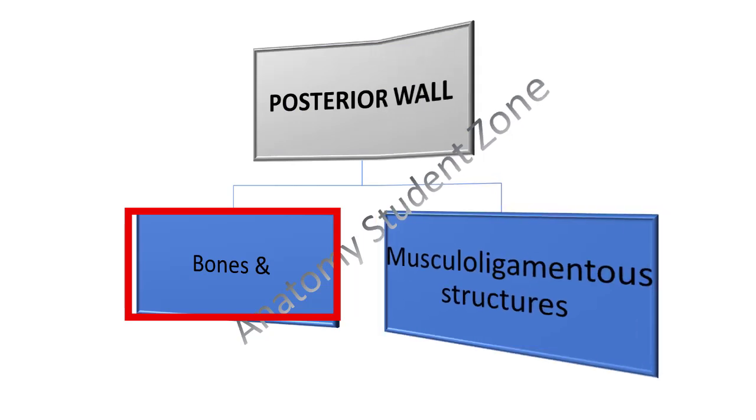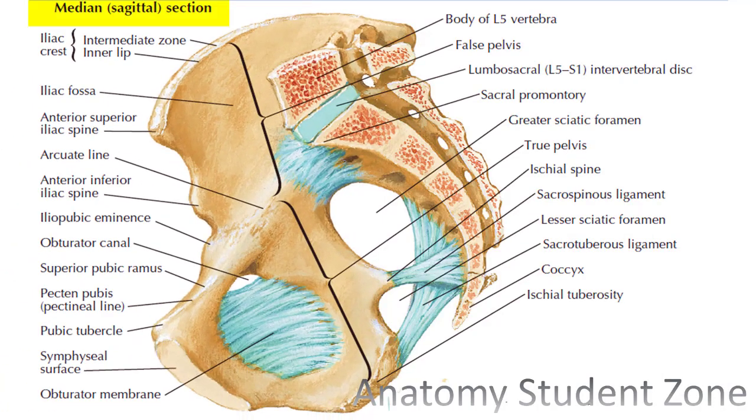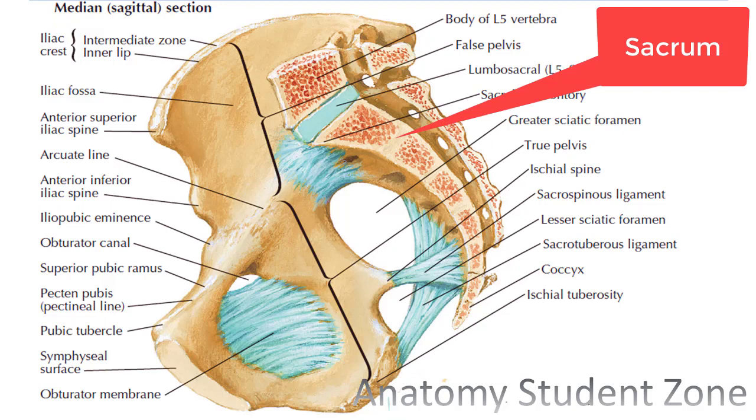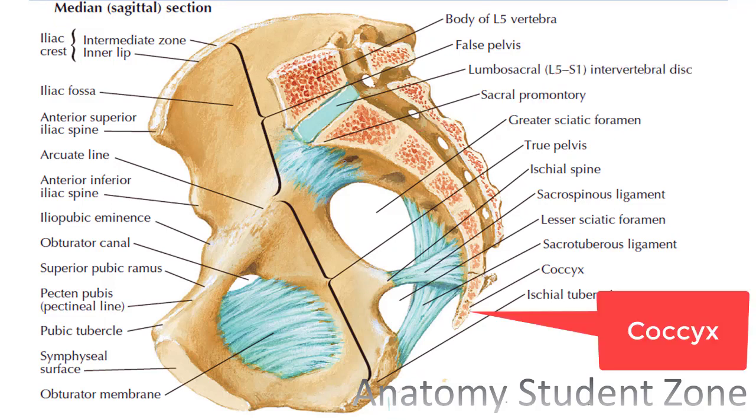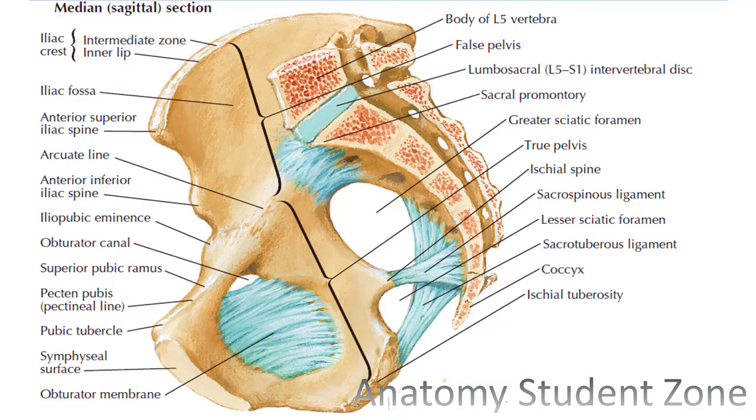So this is a sagittal section of a pelvis, and here the bones and the ligaments of the posterior pelvic wall are shown. We can see that the bones that form this wall are the sacrum and the coccyx. And the musculo-ligamentous structures that form the posterior wall are the ligaments, remember, which are associated with the sacroiliac joint, and the ligaments associated with the piriformis muscle.